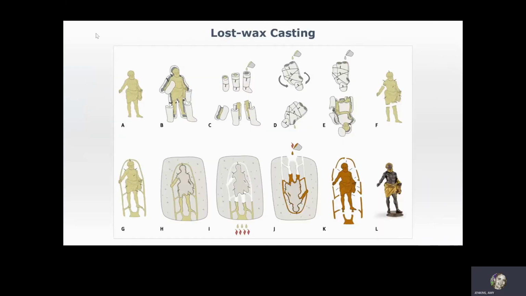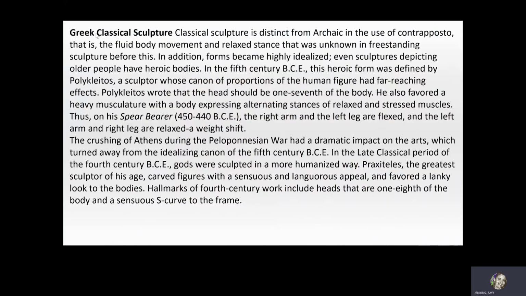This is showing lost wax casting. A diagram. Greek classical sculpture. Classical sculpture is distinct from archaic in the use of contrapposto, that is the fluid body movement and relaxed stance that was unknown in freestanding sculpture before this. In addition, forms became highly idealized. Even sculptures depicting older people have heroic bodies.